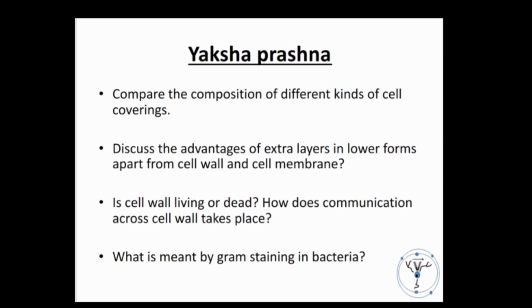After discussing the topic of cell coverings, here we have few interesting questions for the students. Question number 1 asks about the comparison between different kinds of cell coverings. Question number 2 asks about the advantages the extra layers confer to the structure of prokaryotes. Question number 3 inquires about the nature of cell wall and also asks about how the communication takes place across the cell wall. And the last question asks about the concept of gram staining in bacteria.